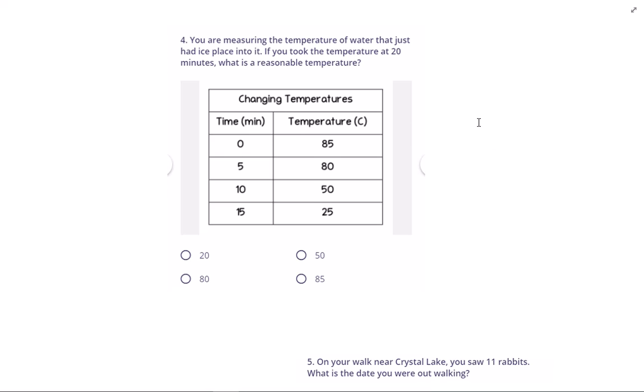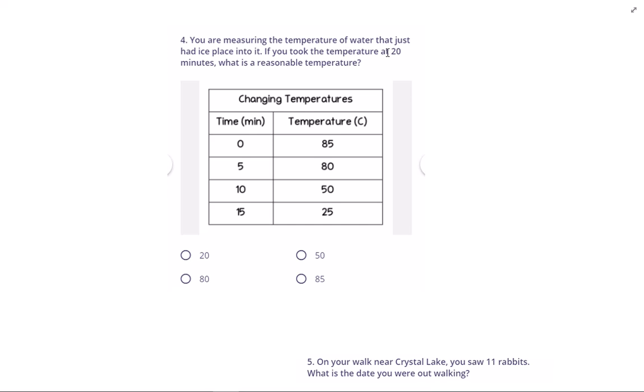Question 4, and this is a table of time and temperature, and just straight away when you look at it, as time goes by, the temperature of whatever they're measuring is getting lower. So here we go. You are measuring the temperature of water that just had ice placed into it.